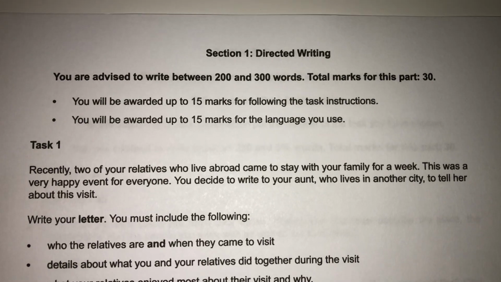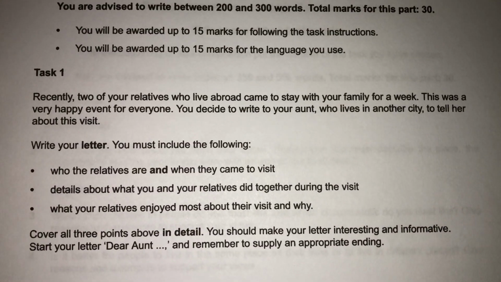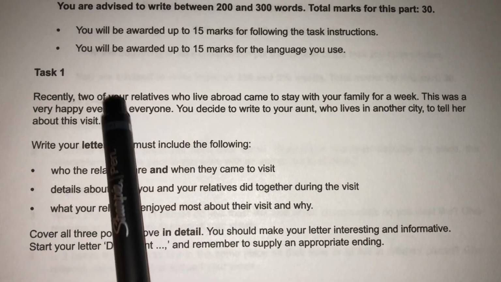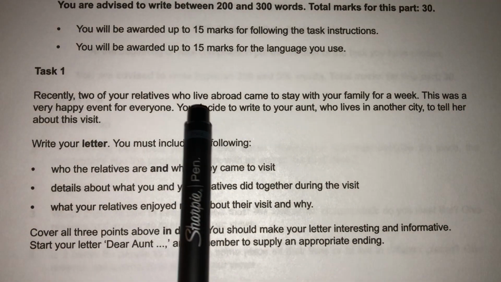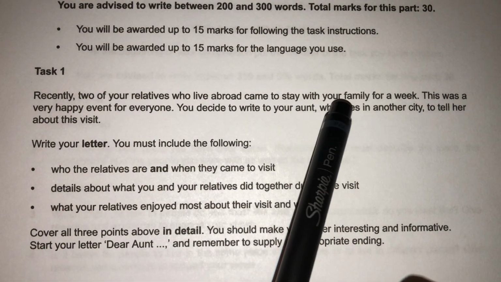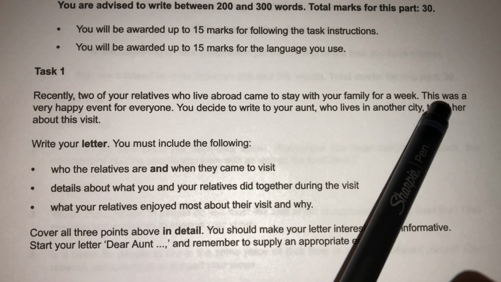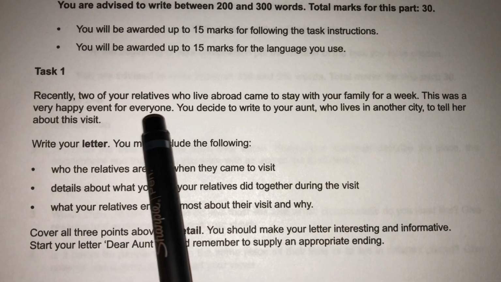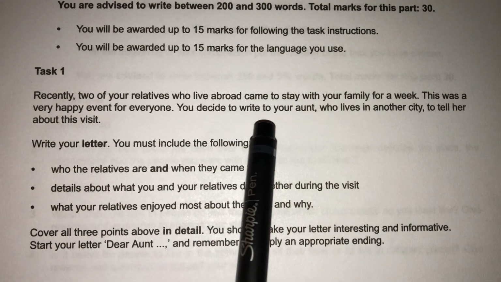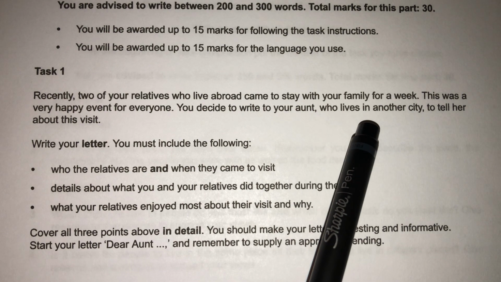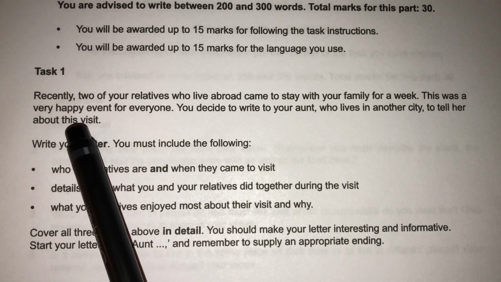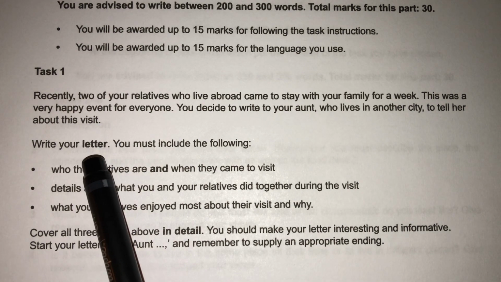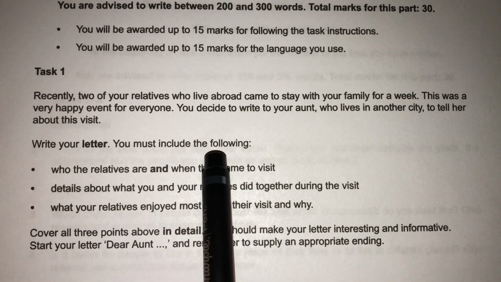Okay, so let's read the task. Recently, 2 of your relatives who live abroad came to stay with your family for a week. This was a very happy event for everyone. You decide to write to your aunt who lives in another city to tell her about the visit. Write your letter. You must include the following.